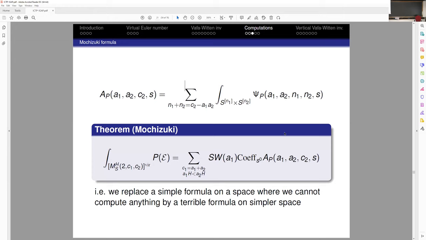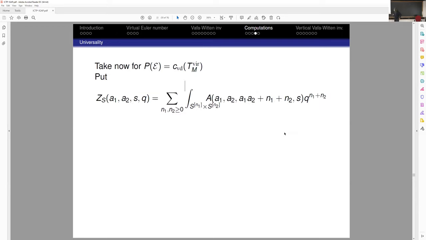But so we have a terrible formula, but the advantage is we have, before we had a simple formula on a terrible space, now we have a terrible formula on a simple space. And so that turns out to be better, although that's not obvious. And so let me just finish.